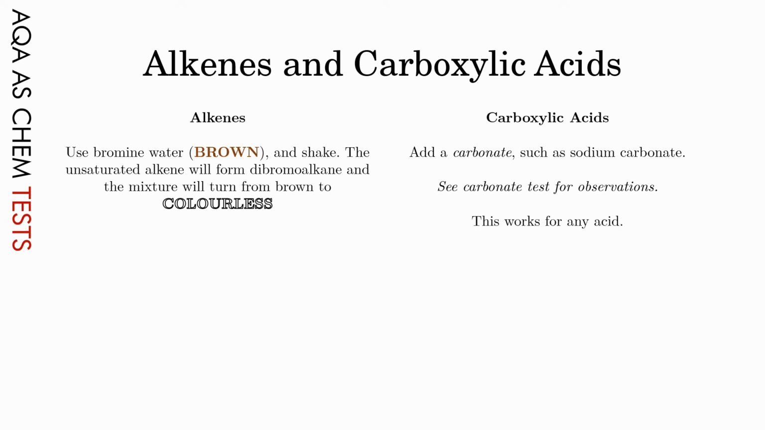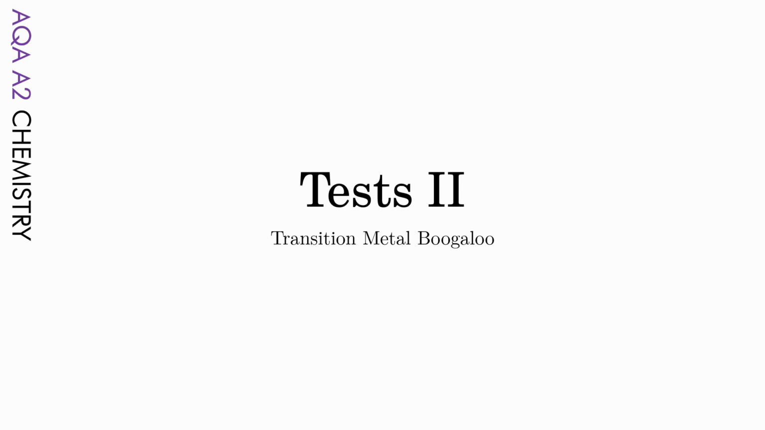So now we have to move on to... Ooh, this is scary. Look, the side's purple now because it's A2. Test 2, transition metal boogaloo. Right, shall we start? So there's 4 metal ions that you need to know for AQA, which is iron 2, copper 2, iron 3, and aluminium 3. So linearly, let's go through iron 2 first.